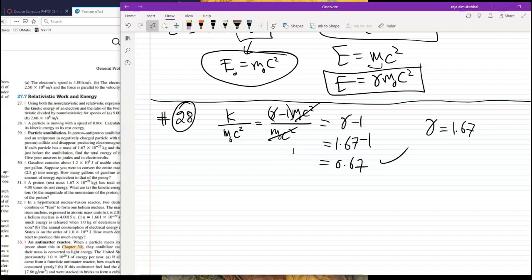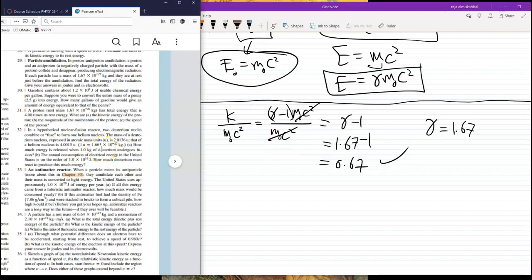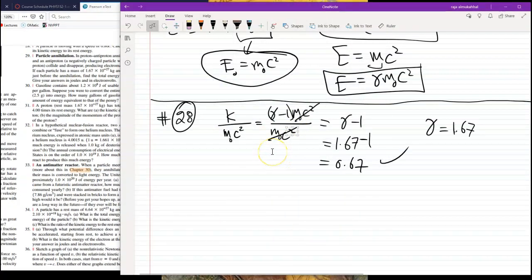Number, well, let me go back to that example. I can't find one. Let's go back to example 27. I need to go back to the book. You know what? I'll just read it for you. I have it in my notes. There's no need to go to the book. When I find it.